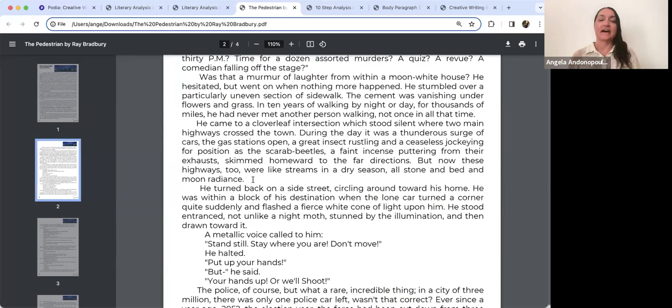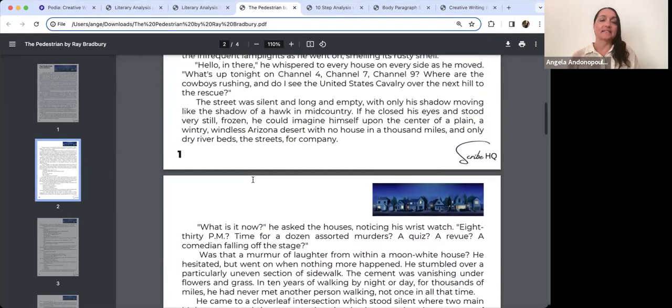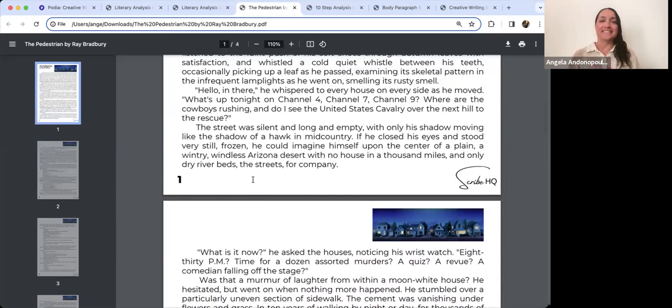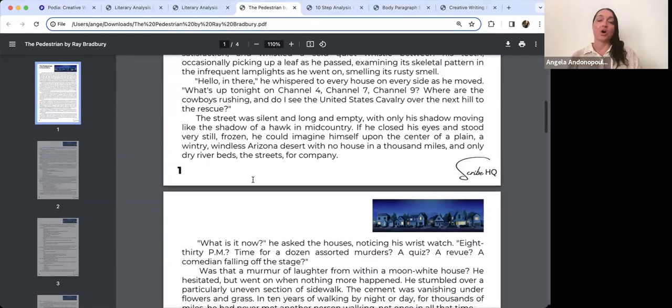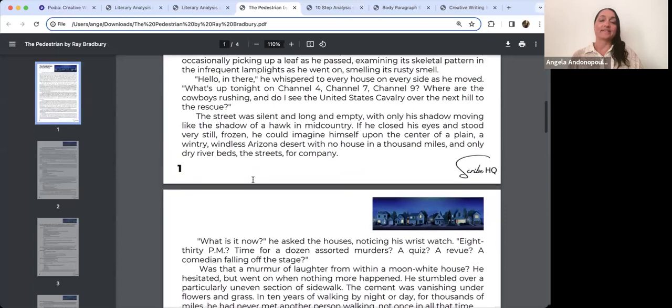It's interesting that when he closes his eyes, his instinct is to still picture the Arizona desert. "If he closed his eyes and stood very still, frozen, he could imagine himself upon the center of a plain, a wintry, windless Arizona desert with no house in 1,000 miles and only dry riverbeds, the streets for company."